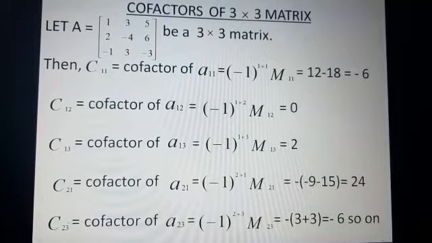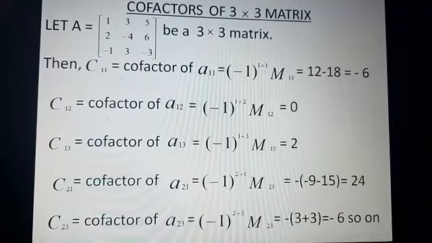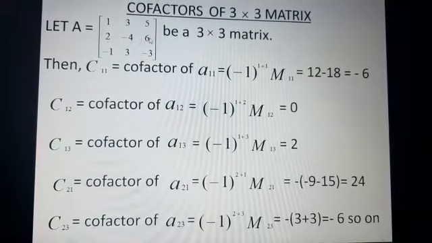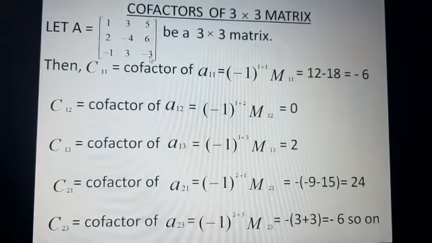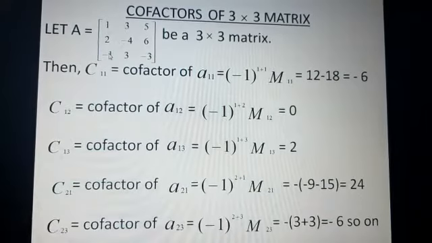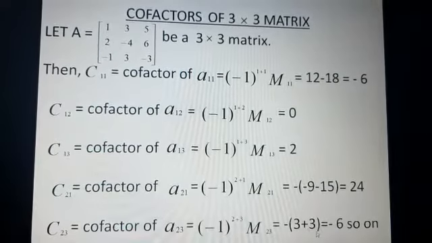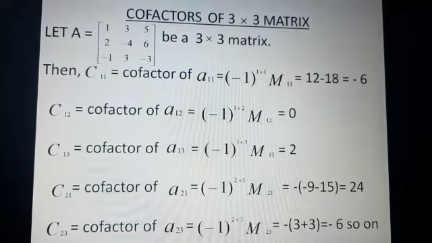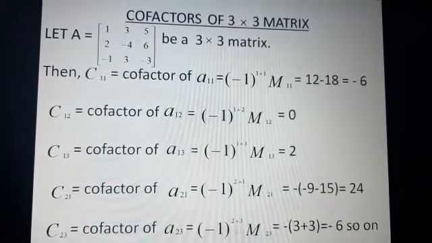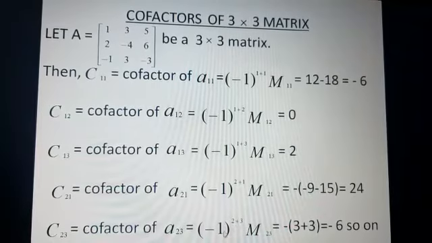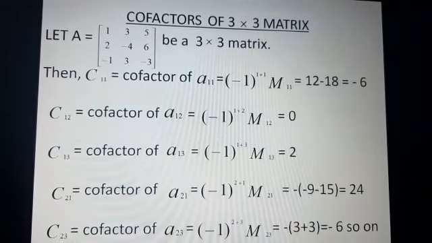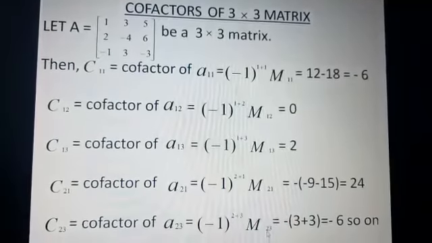C23, again you can find C23. There is one more example I have given. C23, second row, third column, that is this one. If I want to find C23, I will leave the second row and third column. So what is left is 1, 3, minus 1, 3. So it is 3 minus minus 3, that is 6. So this is the minor. But because the power is odd, 2 plus 3, that is odd, I will get a minus sign. So it is minus 6. So C23 and M23 again will be of opposite sign.